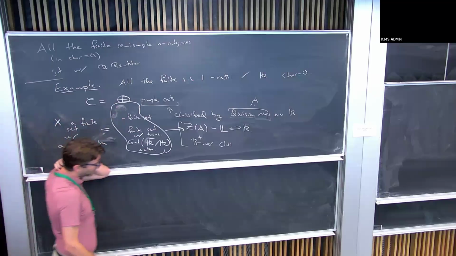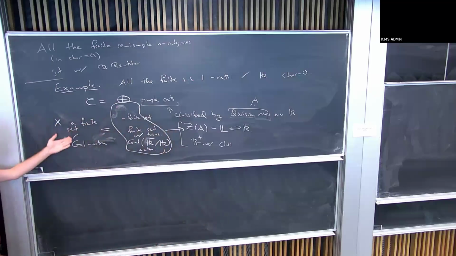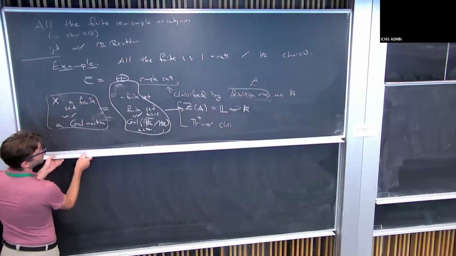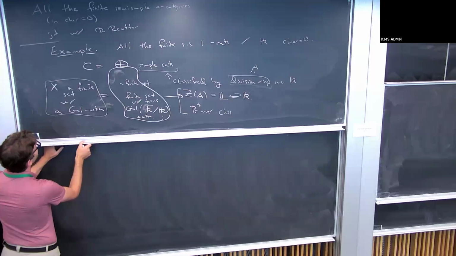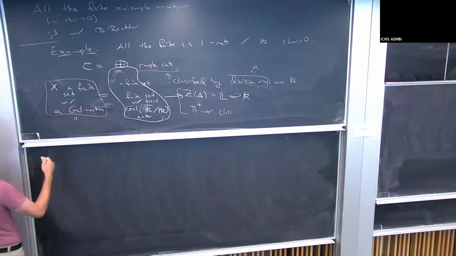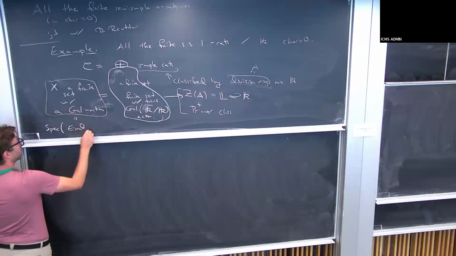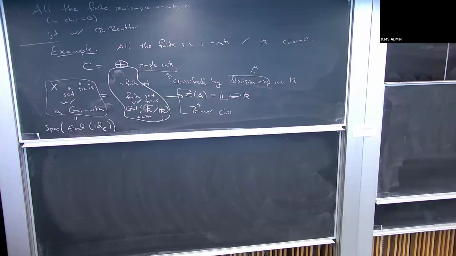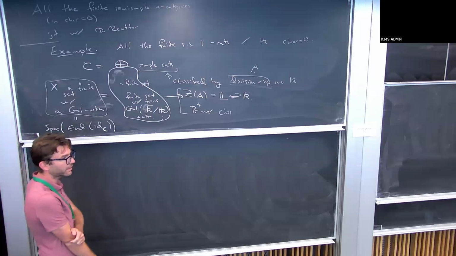And then what's the data of a Brauer class? By the way, what is this set with a Galois action? This is something you already knew. You can read it off completely canonically from the category, because this is the spectrum of the natural transformations of the identity functor on C. That's who that set is. That's something completely canonical from a category that I can write down.